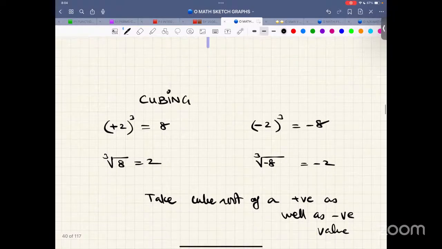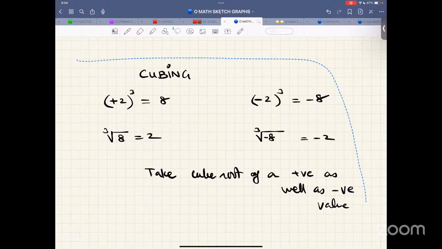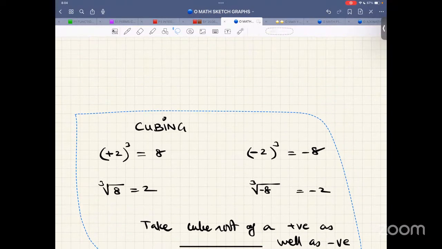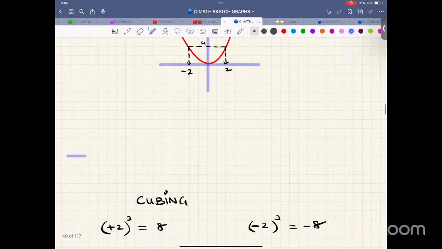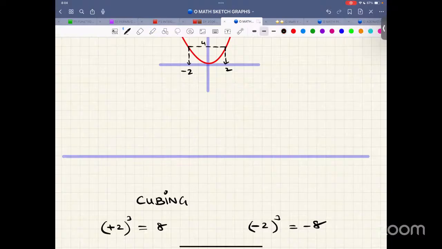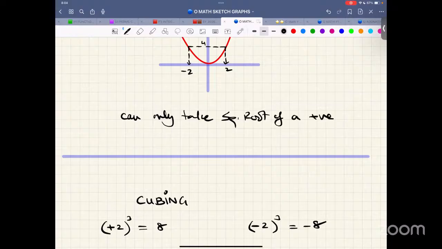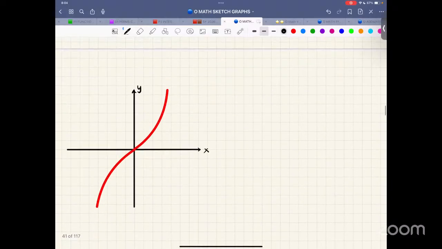But when we talk about square root, let me just push it down. When we talk about a square root, we can only take the square root of a positive value. Got it? So now over here, this red one, that is the graph of y equals x cubed.